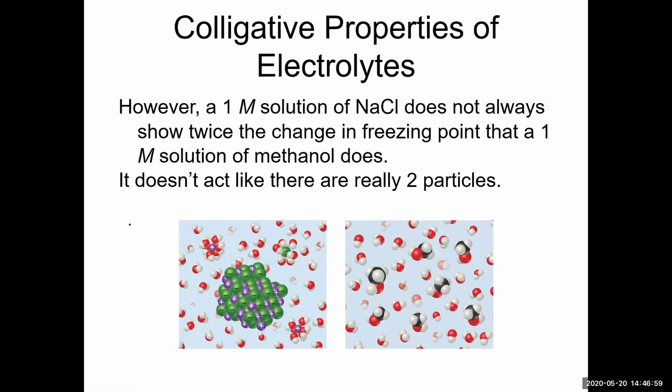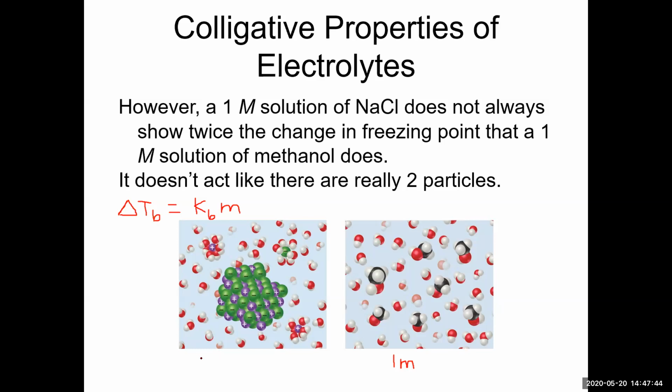So what does that mean? Well, remember that we said that the change in the temperature for boiling is equal to the boiling constant for your solvent, which you look up in the table, or it has to be given to you if it's a quiz or something, times the molality of the solution. So over here in our methanol, let's say we had a solution that was 1 molal. So 1 mole of methanol per kilogram of water. That's the molality.